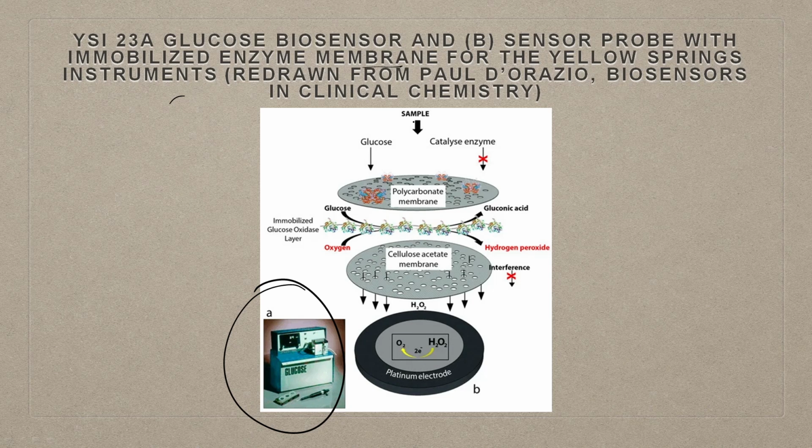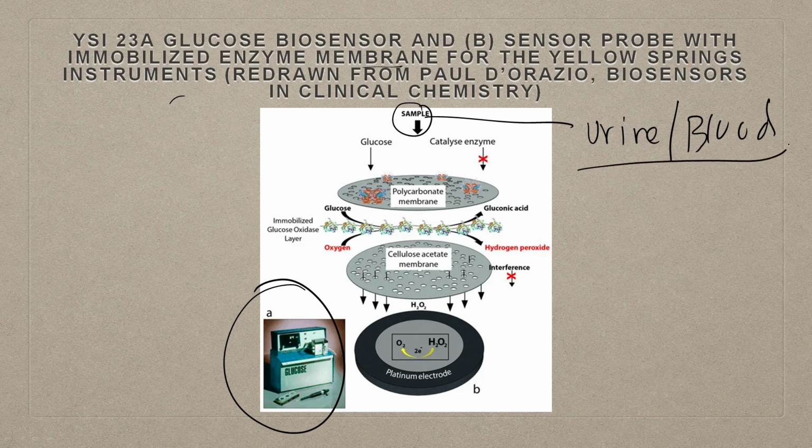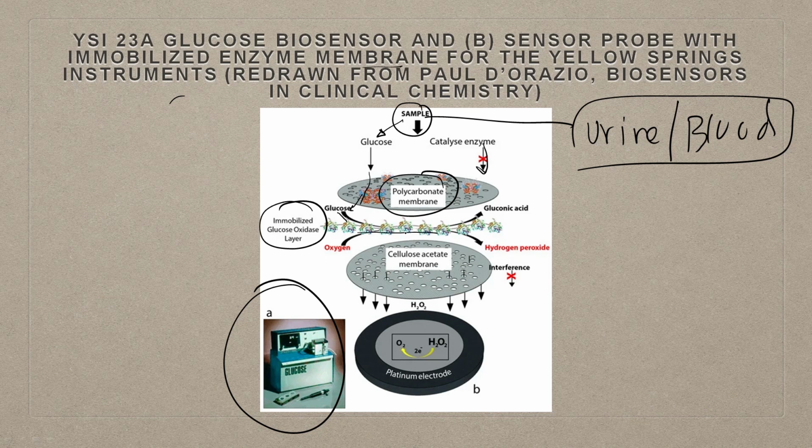So, here you have the sample. The sample could be anything. It could be urine, it could be blood, and of course, there will be a lot of interfering species. Okay. So, now assume the sample contains some glucose. You have the catalytic enzyme. This is the polycarbonate membrane. Underneath, the glucose passes through the polycarbonate membrane, and here you have the immobilized glucose oxidase layer.